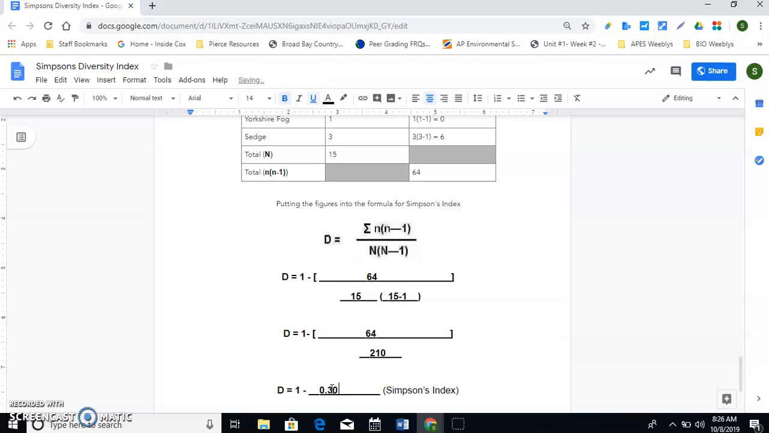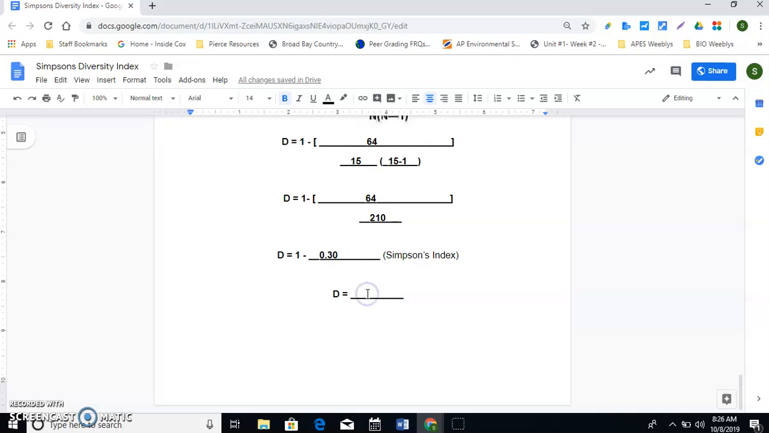0.30, and I'm just going to round it to the second decimal place. But remember, my 0.30 is my Simpson's index, and I'm trying to find my diversity index, which is just 1 minus 0.3. That turns out to be 0.7 for my diversity index. The closer we get to 1, 1 is amazing diversity. 0 is not diverse at all. So that means that this community of trees is above average. Not too bad, but a little bit above average.